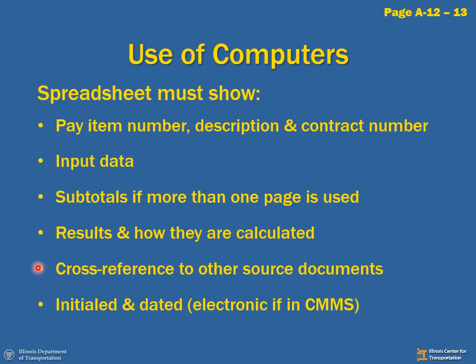So let's say I'm taking measurements in a field book and then I put them in a spreadsheet for calculation. I would have to reference that field book or IDR. If you input your values directly into the spreadsheet, put a note on the spreadsheet that the input data was entered directly into the spreadsheet, and then the spreadsheet shall be your source document. Must be initialed and dated. If you're in I-Cores or a manual project, you will print out your spreadsheets and initial and date.